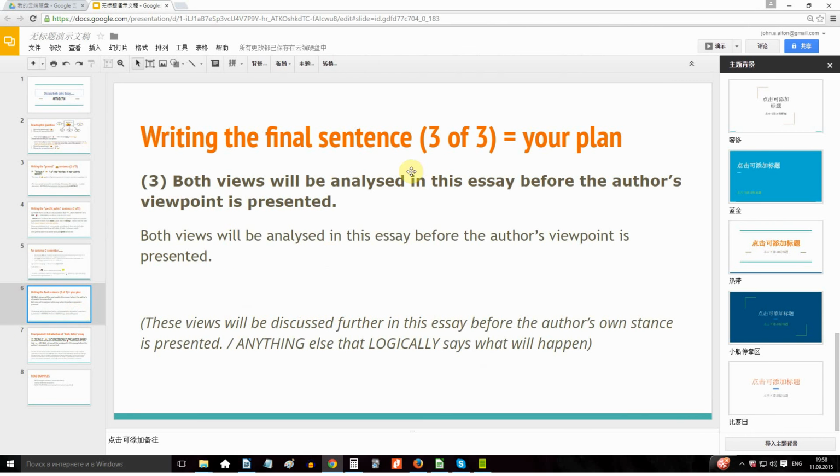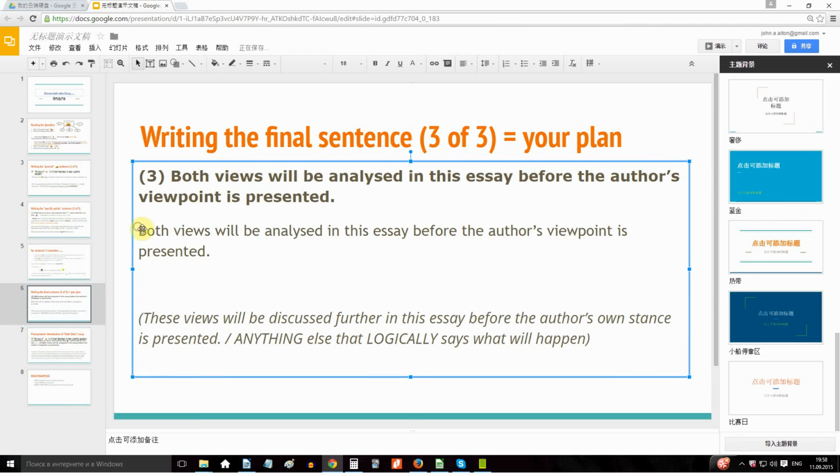Okay, last, sentence number 3. Well, both views will be analysed in this essay before the author's viewpoint is presented. Here it is. Again, this is basically your plan. You don't have to use this one. You can use something like these views that we discussed with them. You can use anything that logically says what will happen. And again, you don't have to have 3 sentences. You don't have to have this last sentence here. It's just the advice I'm giving in this video, because it organizes the introduction, it ends the introduction, and it tells the reader what's going to happen next.